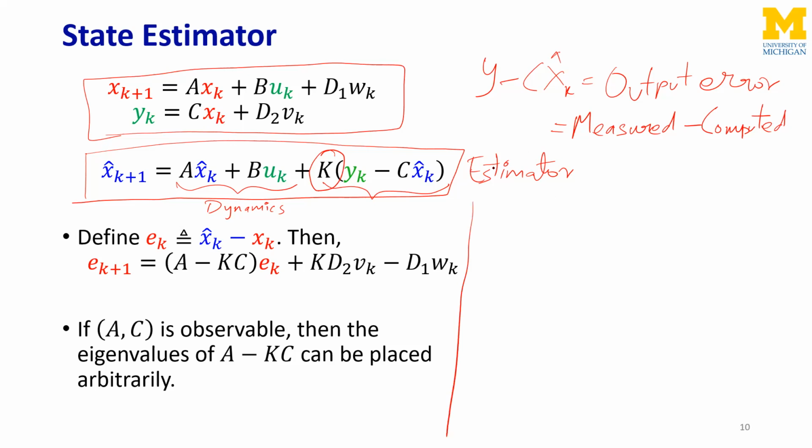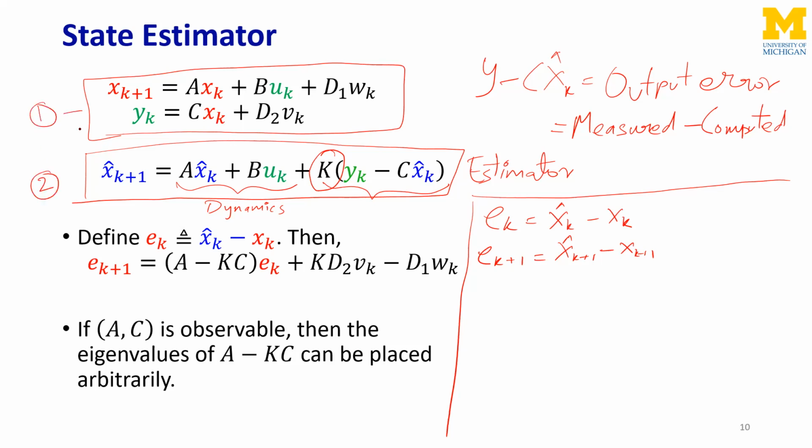So again, as in the previous case, we are going to define the error e_k as x hat k minus x_k, and we are going to write down the error dynamics, which is going to be e_{k+1}. It's going to be given by x hat k+1 minus x_{k+1}. Well, we know what x hat k+1 is. It's coming from this equation. I'm going to write 2 here and 1 here. So you just do 2 minus 1, and what you end up with is this equation.